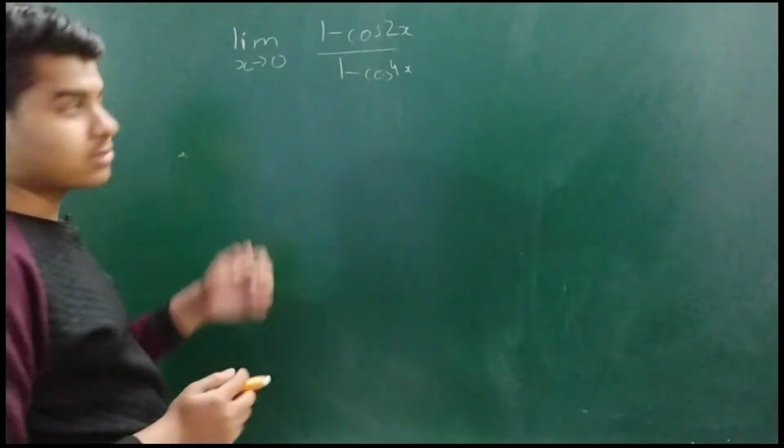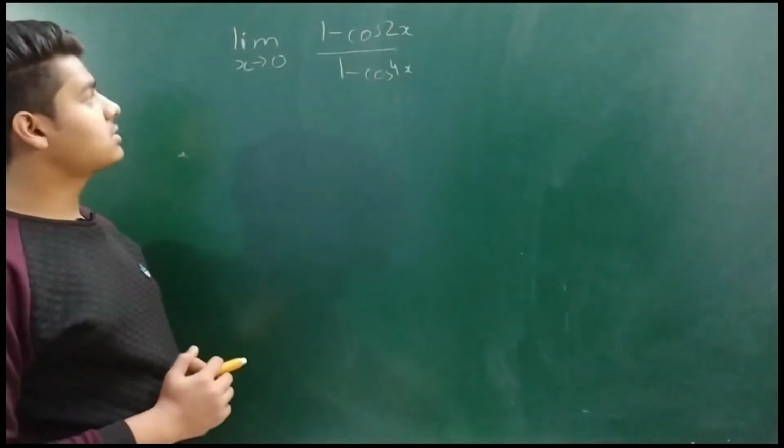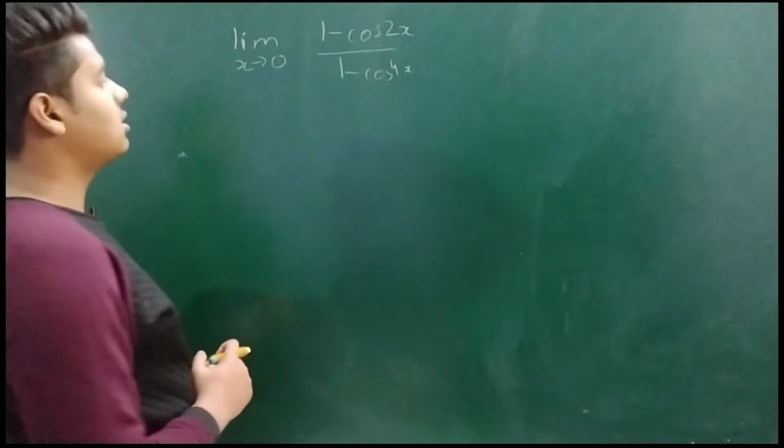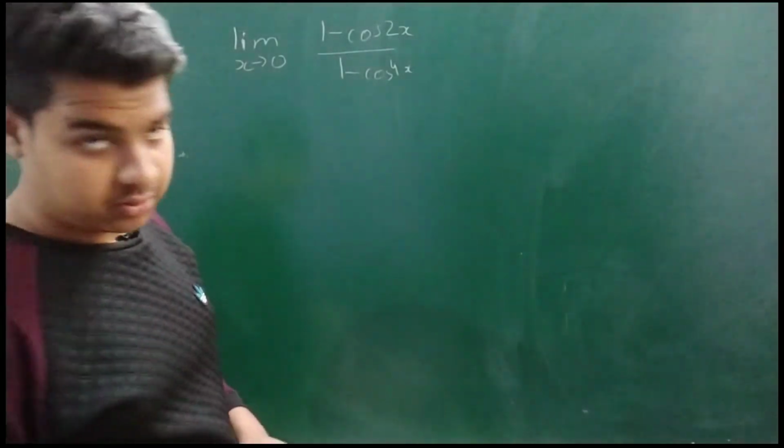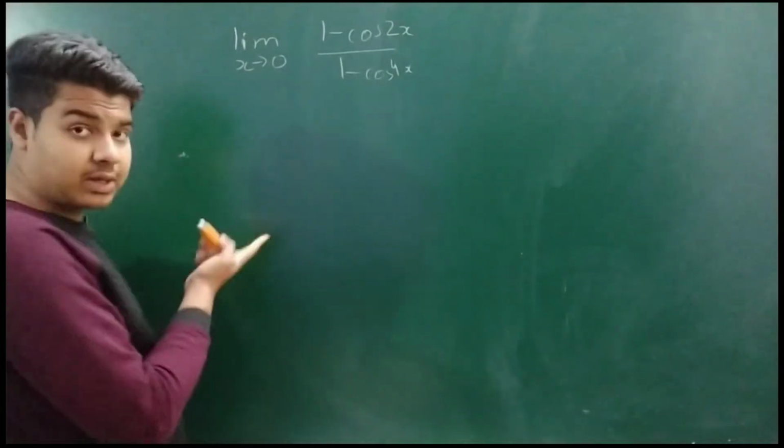So this is our next question. Limit x tends to 0, (1 minus cos 2x) upon (1 minus cos 4x), we have to find this value. So without wasting time, let's start the solution.